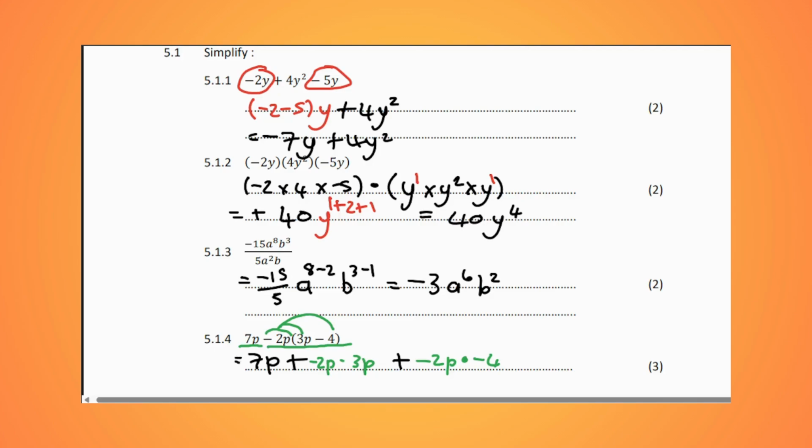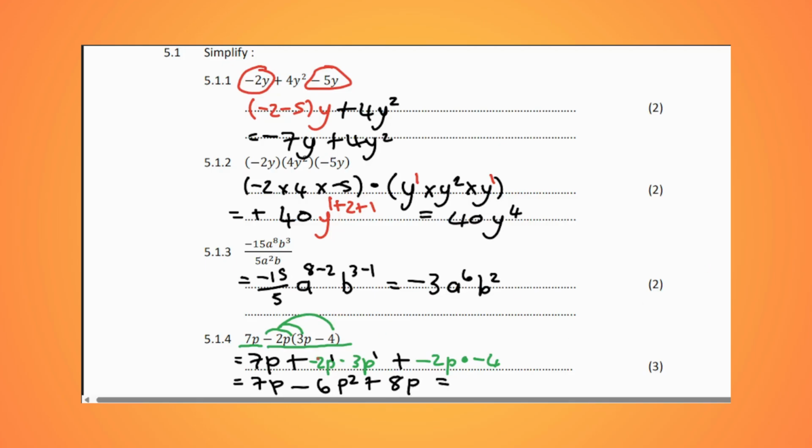So our answer in the next step will be 7p plus a minus times a positive is actually a minus. So we're not going to write plus, we're going to write minus 2 times 3 is 6, and then p times p is p squared, because remember we add our exponents together. Then plus minus times a minus is a plus. Okay, so that's fine. 2 times 4 is 8, and it's a p.